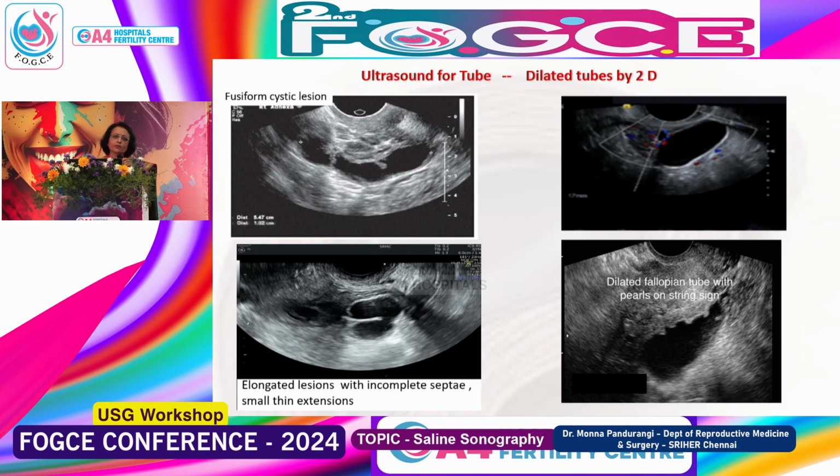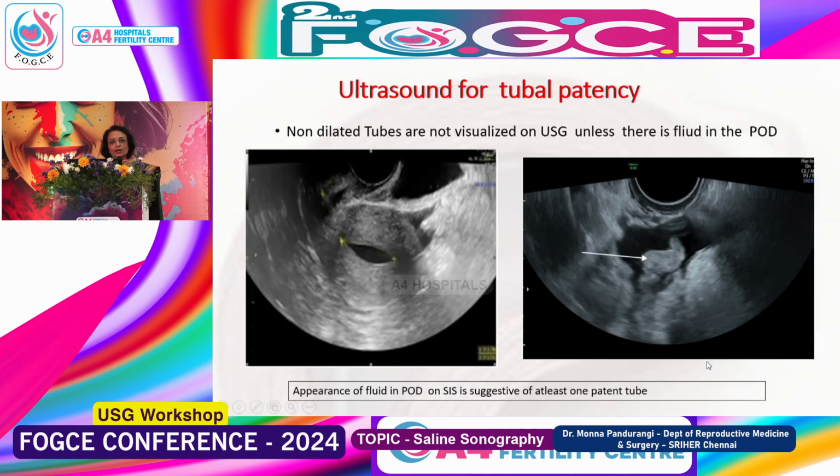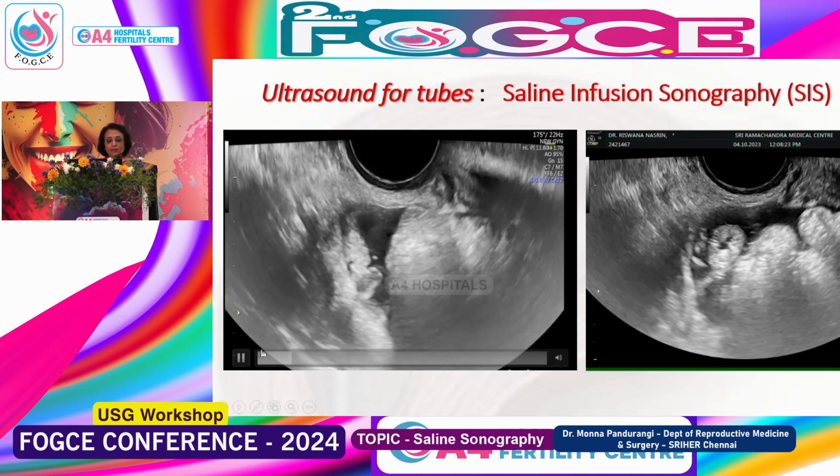Examination of the tube by a 2D ultrasound can be seen only if they are dilated. You may have these different pictures: incomplete septa, a fusiform cystic structure, pearl on a ring appearance. But if you have some fluid in the peritoneal cavity, you can see a tube floating like this. But then how do you know whether it is patent or not? This is a rare picture which can be obtained.